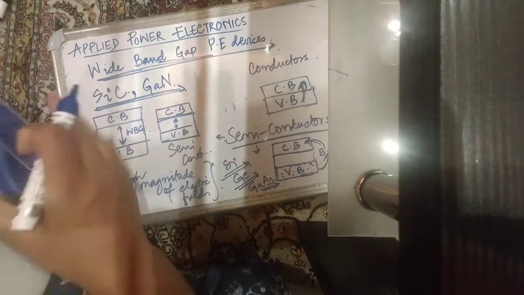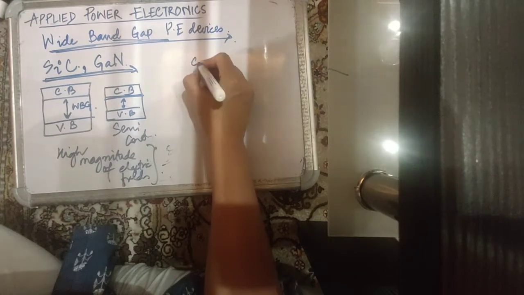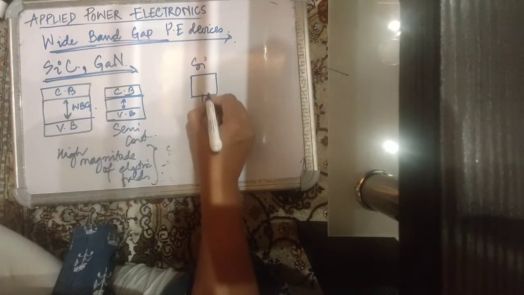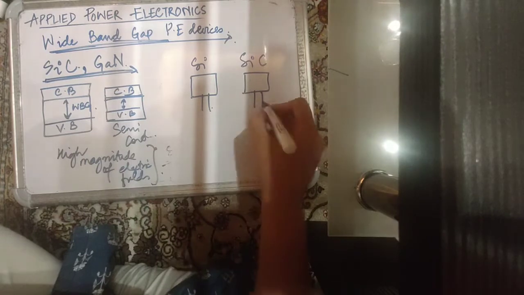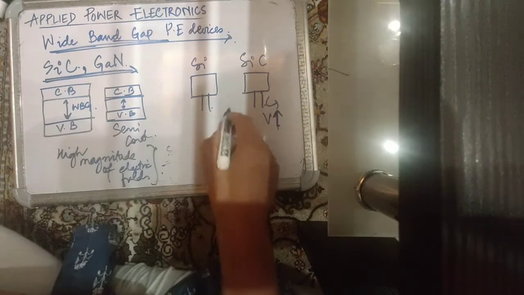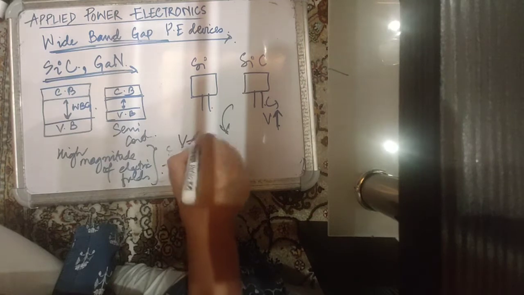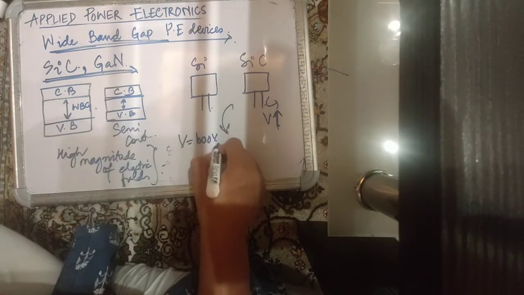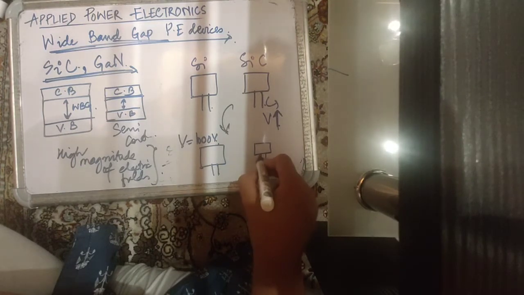In other words, I can say that अगर एक सिलिकॉन डिवाइस है, सिलिकॉन मॉसफेट है, और सेम साइज का सिलिकॉन कार्बाइड मॉसफेट है, तो जो सिलिकॉन कार्बाइड मॉसफेट होगा उसकी रेटिंग सिलिकॉन से ज़्यादा होगी. It will be available in high voltage rating. Conversely, the same statement can be said that for the same voltage rating of device, तो silicon MOSFET अगर इतना बड़ा है तो silicon carbide छोटा होगा. It will be smaller.